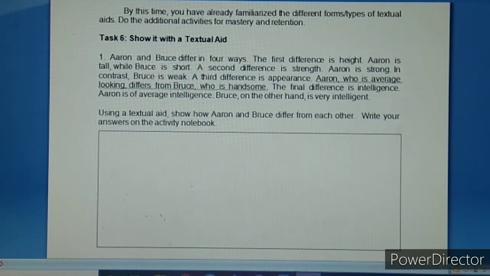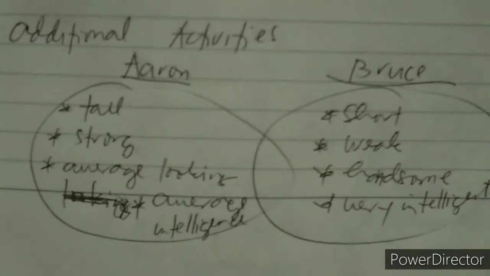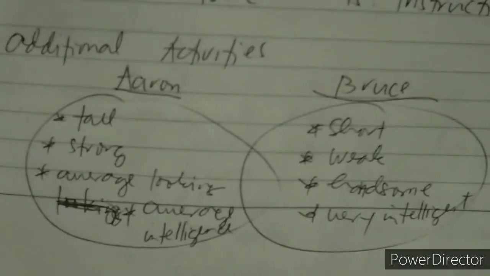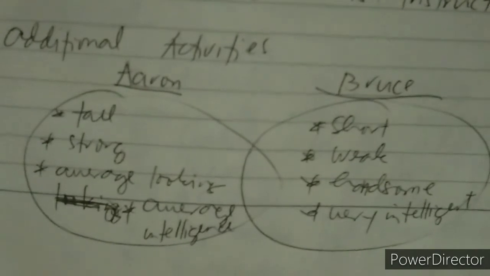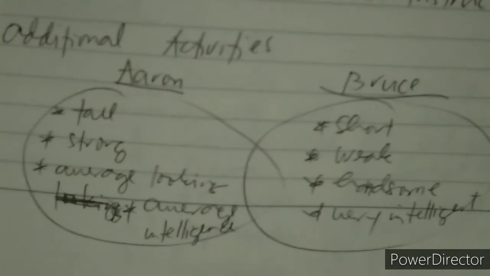Now, using a textual aid, show how Aaron and Bruce differ from each other. Write your answers on the activity notebook. So what do you think is the answer, or what textual aid are you going to use? Okay, for task 6, here is the textual aid that you are going to use. So you are going to use Venn diagram because it shows the similarities and differences of Aaron and Bruce.